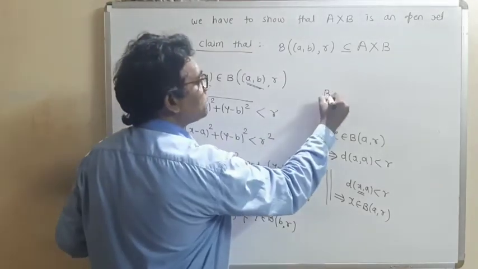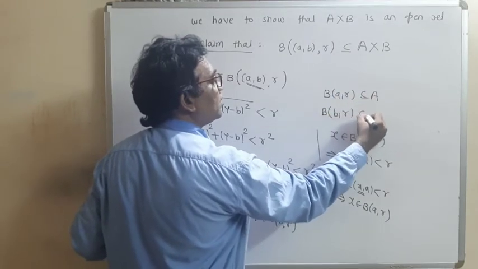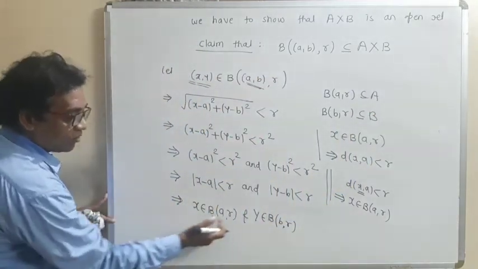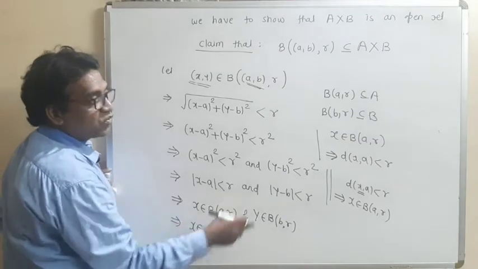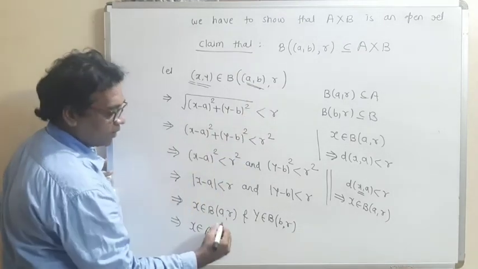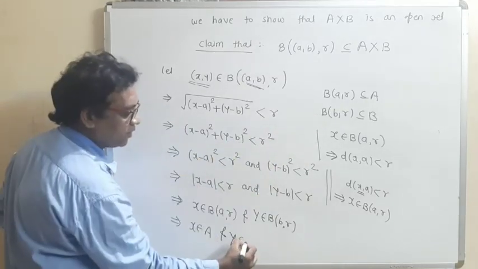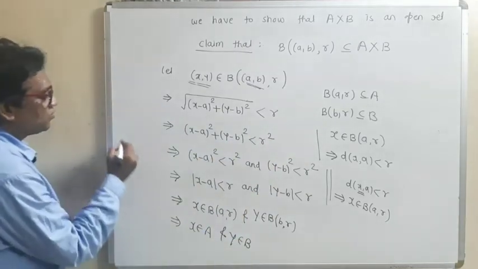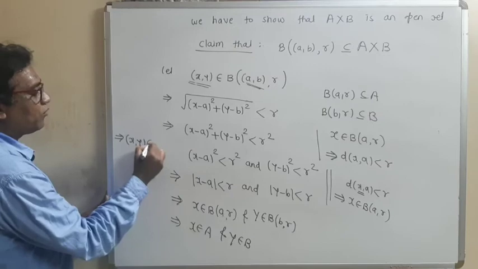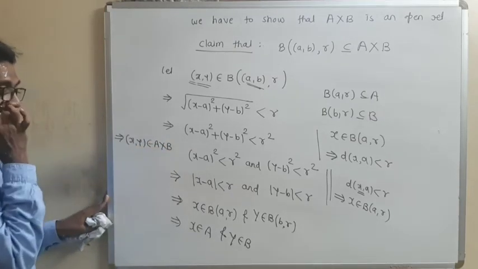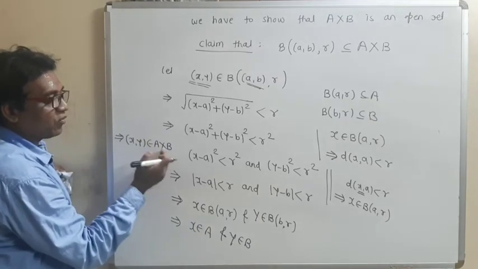And what is this B(A, R)? We have shown that B(A, R) is a subset of A, as well as we have shown that B(B, R) is a subset of capital B. So this being a subset of A means x is an element of capital A, and this y is an element of B(B, R), which is a subset of capital B, so this belongs to B. So this will imply that this ordered pair (x, y) is an element of A cross B. x is an element of A and y is an element of B, means this total element (x, y) is an element of A cross B.